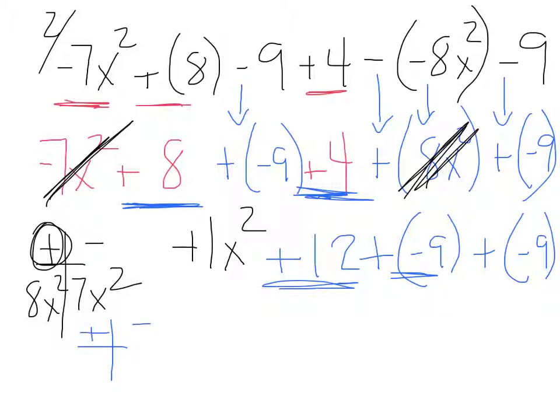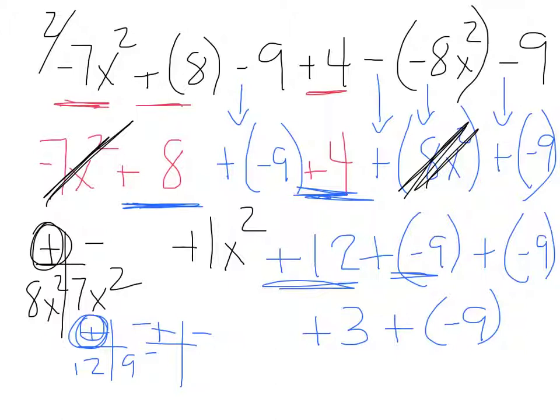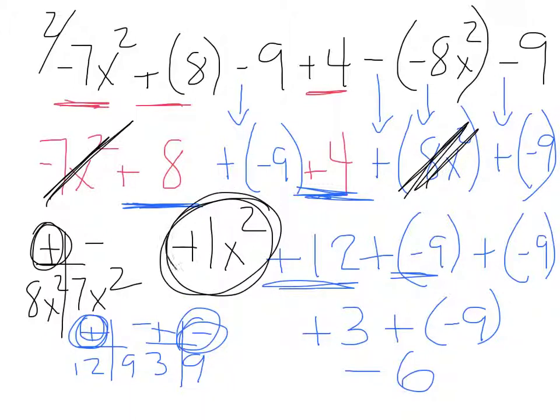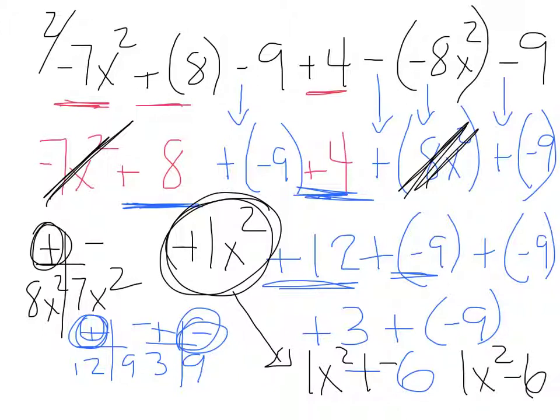And what's that? 12 plus -9. Answer is positive what? 3 plus a -9. What's a 3 plus a -9? My answer is -6. And don't forget this. So this drops down, and my answer is 1x squared plus a -6, or 1x squared minus 6. So that's answer number 2.